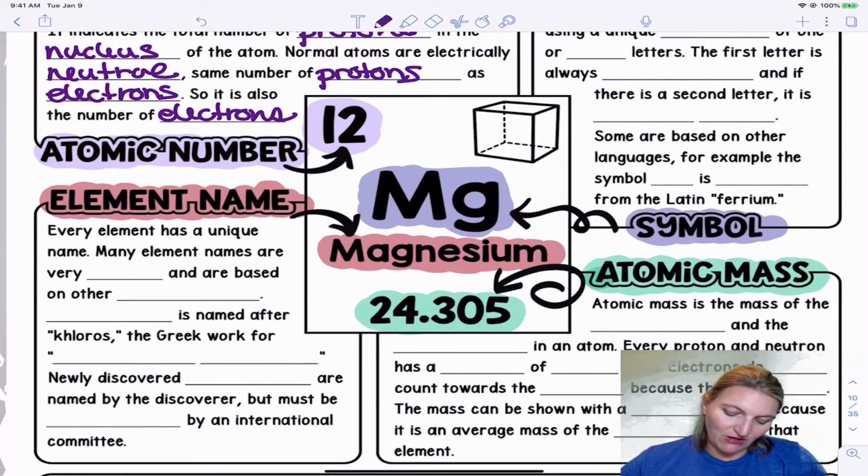Chlorine is named after chloros, the Greek word for yellowish green, which is the color of what chlorine gas looks like. Newly discovered elements are named by the discoverer. Usually it's not just a discoverer, but now it's also the creator, since we have discovered all of the naturally occurring elements. The new names must be approved by an international committee. Right now we have named elements up till number 118.